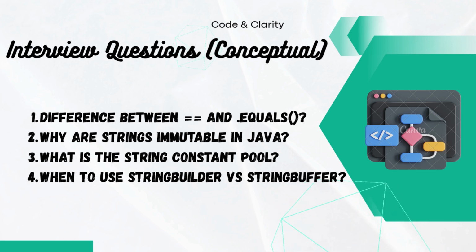I have earlier explained this in detail, mainly due to security, caching and thread safety. The next question may be, what is the string constant pool? It's a special memory area inside the heap where Java stores the string literals. Now if you create two strings with the same literal, both point to the same object in the pool.